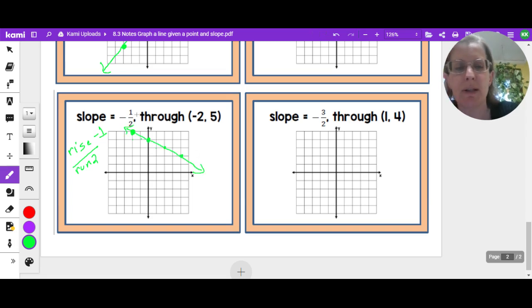Now make sure you try the other example problems and you're ready to practice.